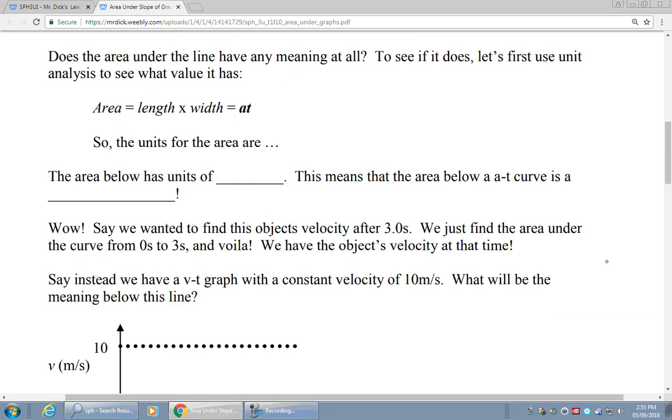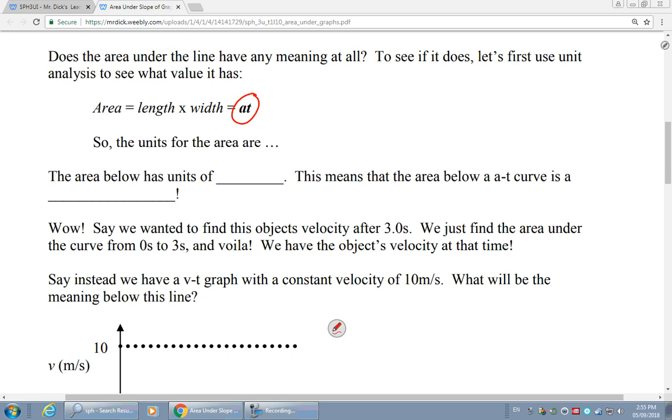So if we did try and calculate the area, we have to ask ourselves, what are we actually calculating? Well, of course, area of a rectangle is length times width. But those have some specific names on our axes. So the length and the width are actually acceleration and time. And so length times width in our case is a multiplied by t, or at.